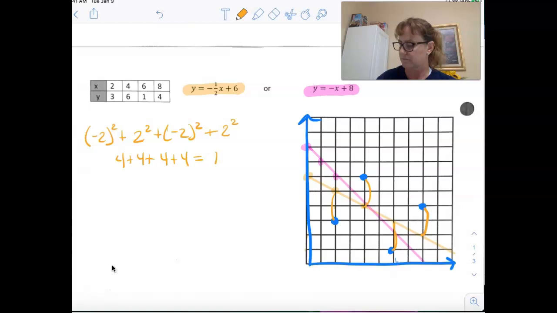Great. Oh, I can't do that. I was trying to erase my little jumps here so that you can see it a little bit clearer. You don't have to erase them. I just do it for clarity for you guys.